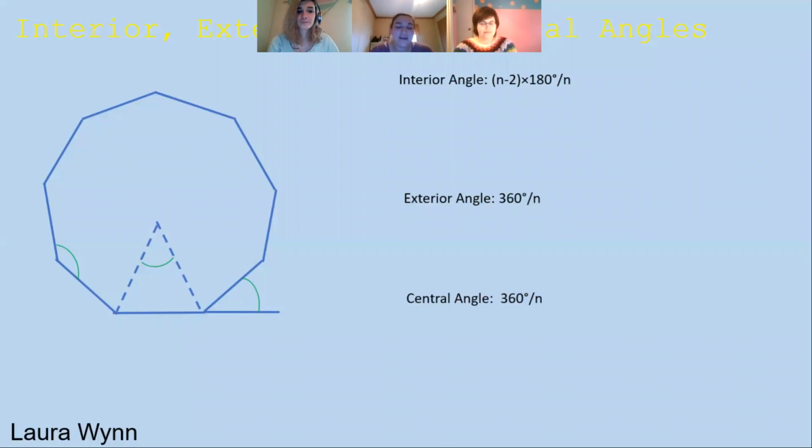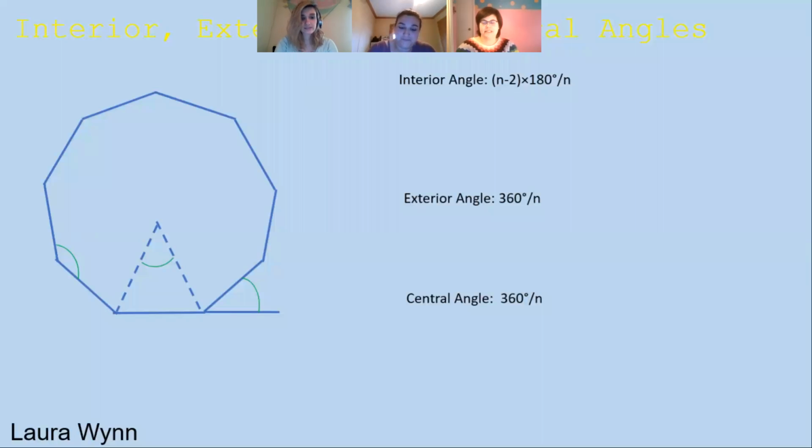All right. Here we have a regular nonagon, and it wants us to find the measures of the interior, exterior, and central angles. So what is a nonagon? Well, Crystal, a nonagon is a type of polygon, and a polygon is a flat figure made up of straight lines, and it's enclosed. Polygons are named for the number of sides they have. So a nonagon has 9 sides, which makes it a 9-sided polygon.